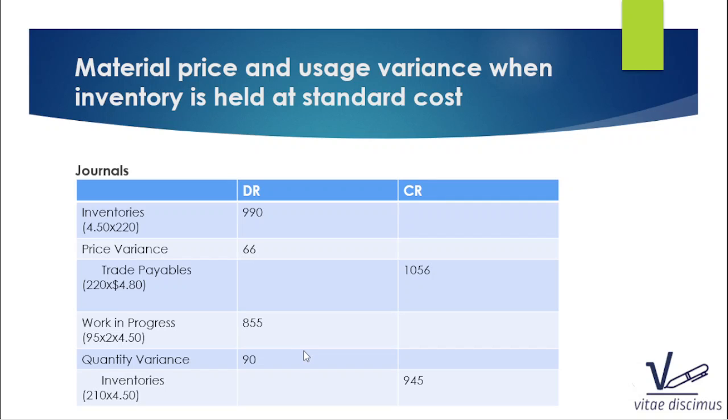So that was our material price and usage variance when inventory is held at standard cost.